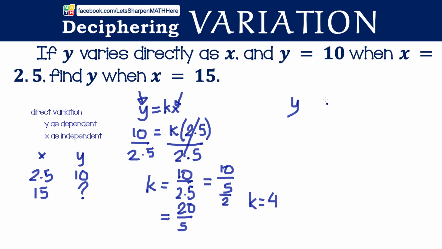We are solving for y. Still, the formula is y is equal to kx, and k is now sure to be 4 times your x, which is 15. So we use the same value of k, and with that we get a result of y equal to 60. So this is the value of y when x is 15.